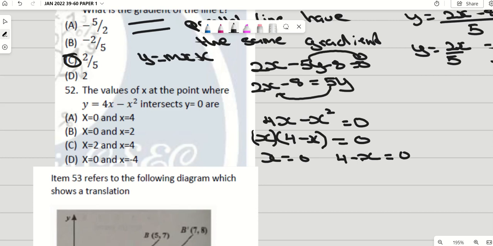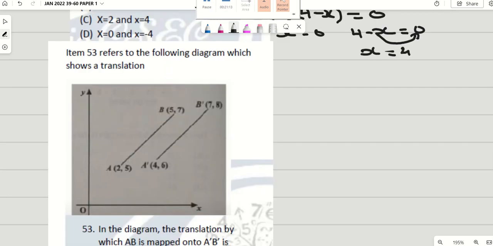We want to make x the subject. We carry across negative x to make it positive x. So x equals 4. So the values of x for the point at which y equals 4x minus x squared intersects y equals 0 are x equals 0 and x equals 4. So that would be A.